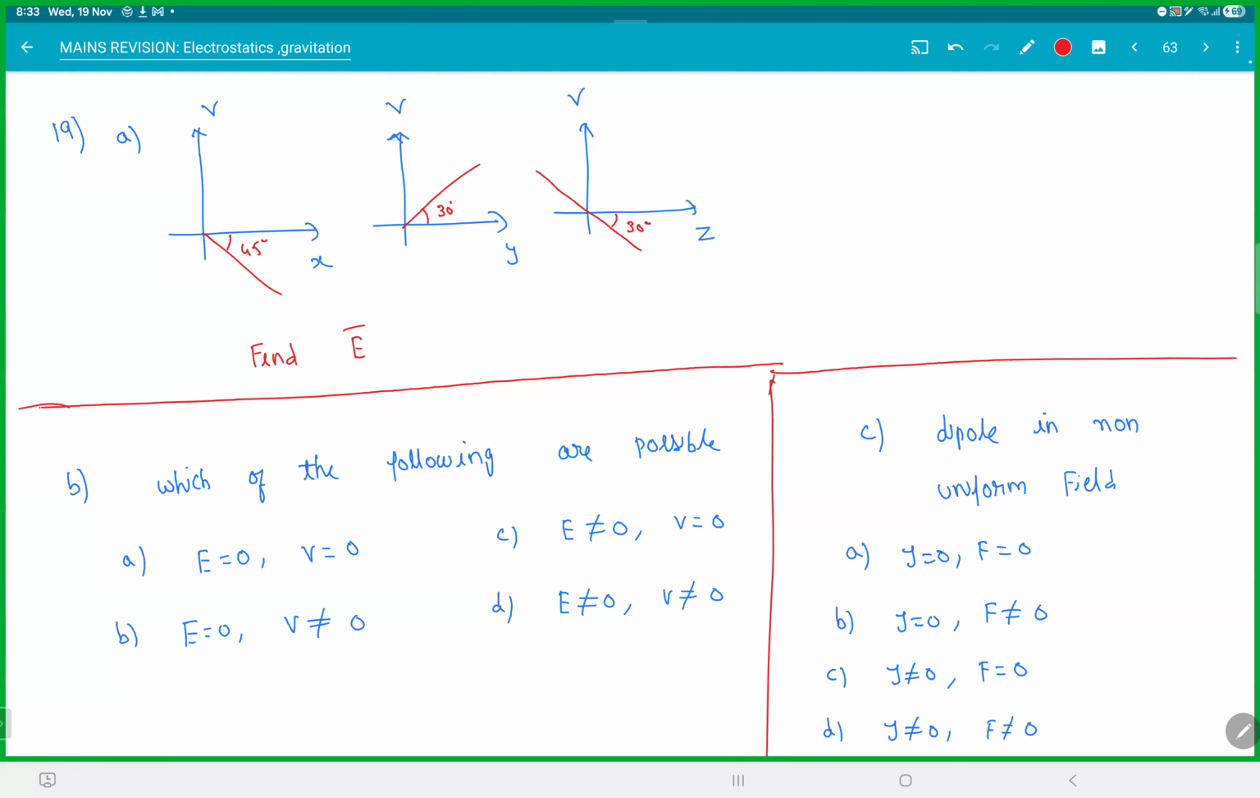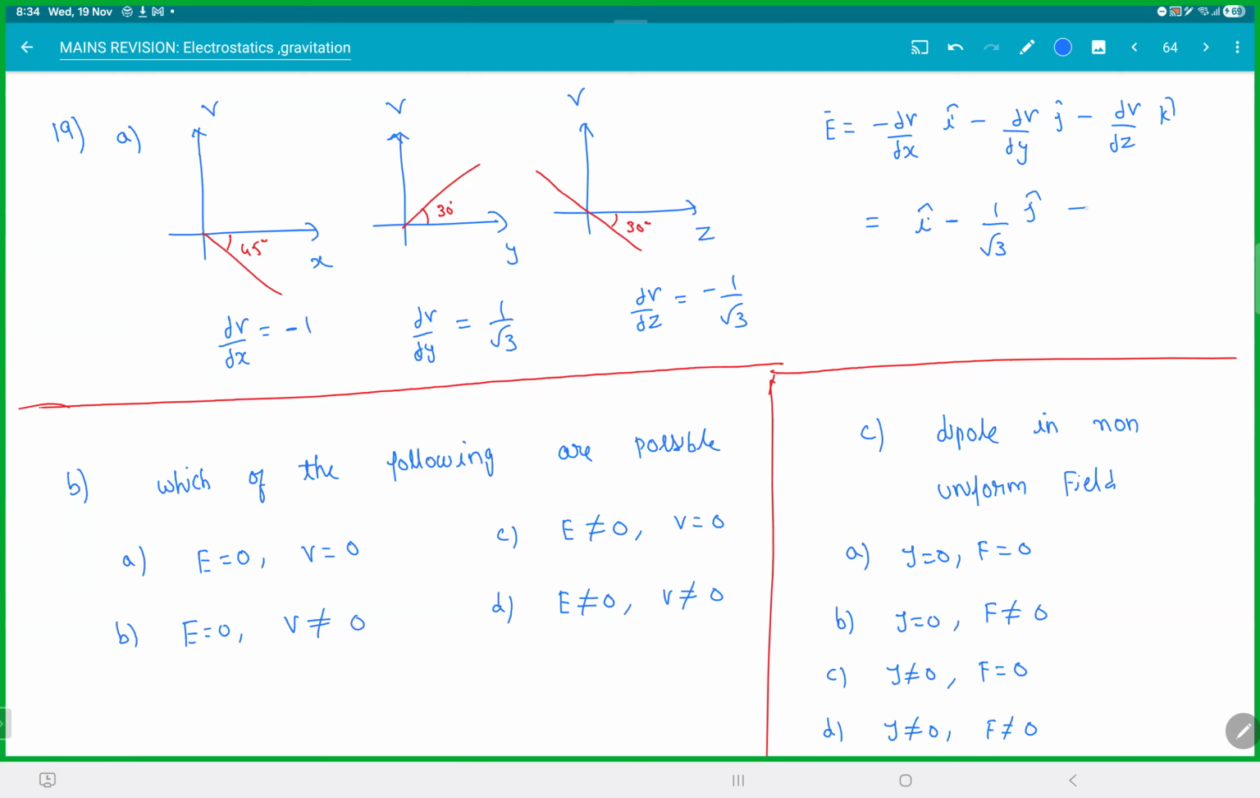Let's see. Hope you guys remember the electric field is nothing but minus dou V by dou X i cap, minus dou V by dou Y j cap, minus dou V by dou Z k cap. So basically you have to take the slopes. So here what is the slope? Here dou V by dou X will be minus 1. Dou V by dou Y will be tan 30, so 1 by root 3. Dou V by dou Z will be minus 1 by root 3. With a minus sign, substitute that and you'll get the field. The answer is i cap minus 1 by root 3 j cap plus 1 by root 3 k cap.